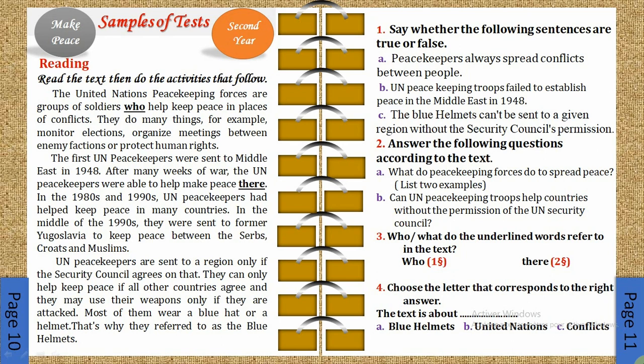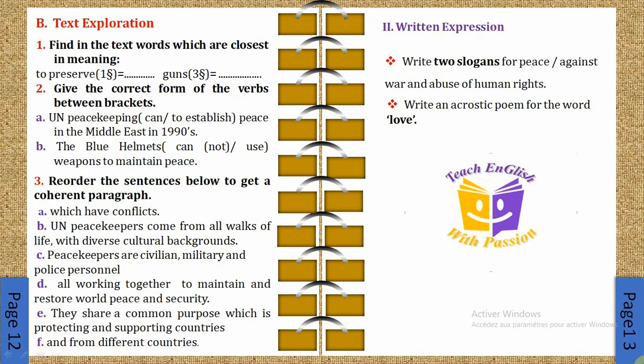So starting with comprehension and interpretation, the activities we have include true-false statements, answering comprehension questions according to the text, reference words, and choosing the general idea of the text. In text exploration, all the activities shown here are contextualized and they are related to the topic of the text. The activities we have include synonyms, giving the correct form of the verbs, and reordering jumbled sentences.